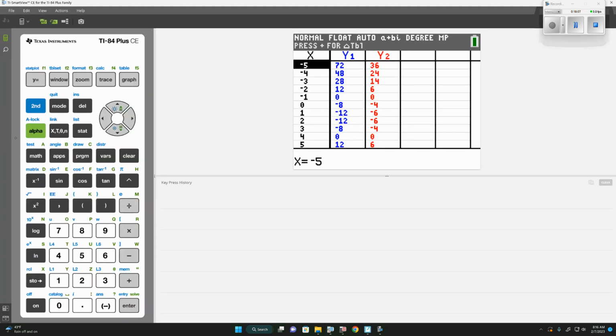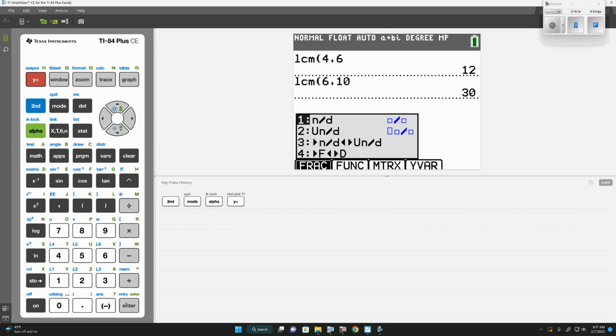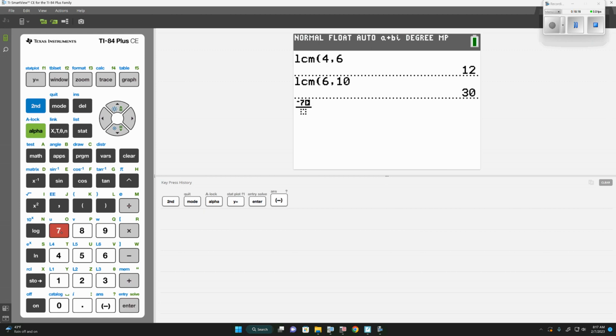Snag this from you for a second. I'll get it right back. I'll show you this here because we can go second quit. So here, alpha y equals enter. Negative 7/4.